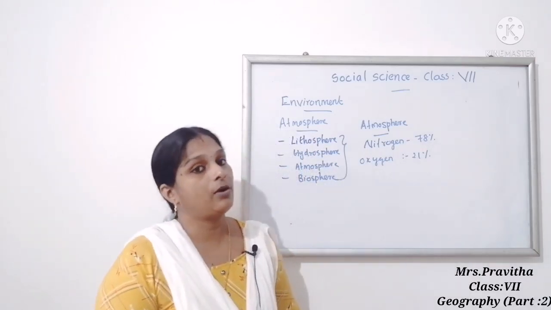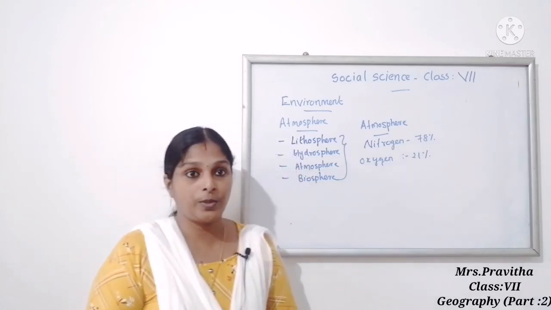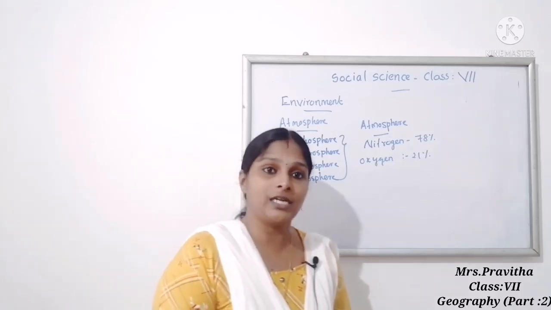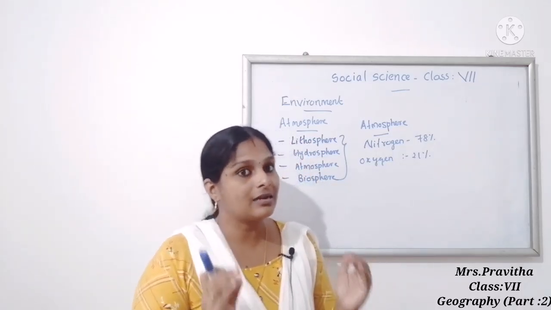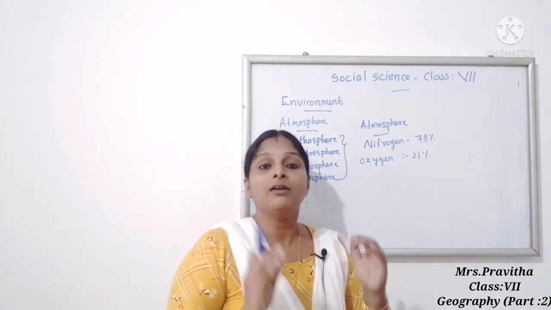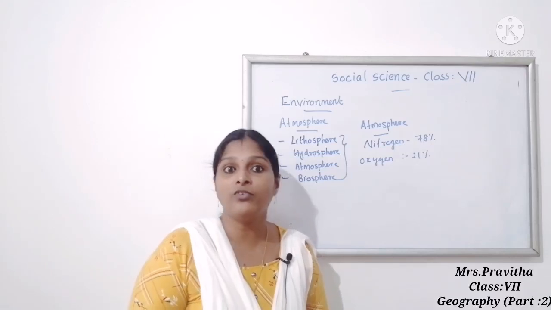Then you studied about ozone gas. Ozone gas is also there in our atmosphere. Ozone gas protects us from the harmful rays of the sun. Harmful ultraviolet rays come from the sun, and due to the ozone gas, it protects us from these harmful rays.